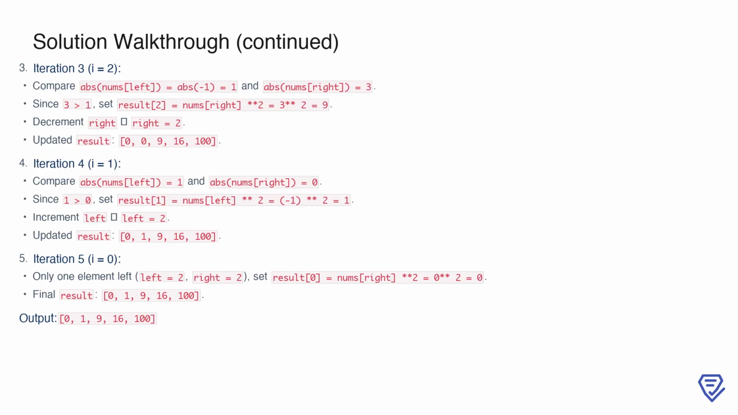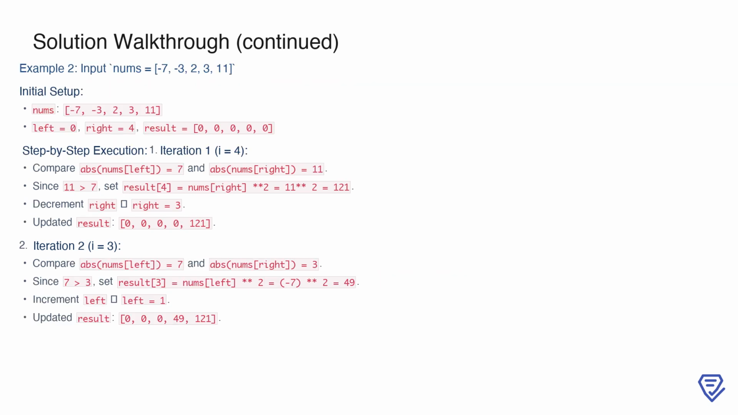Finally, in the last iteration, there is only one element left at the left pointer, which is 0. We square it to get 0 and place it in the first position of the result array. With that, the final result is 0, 1, 9, 16, 100, which is the output for this example.